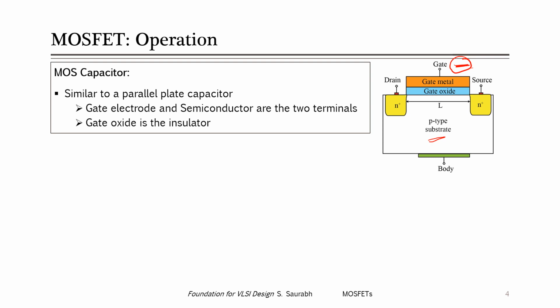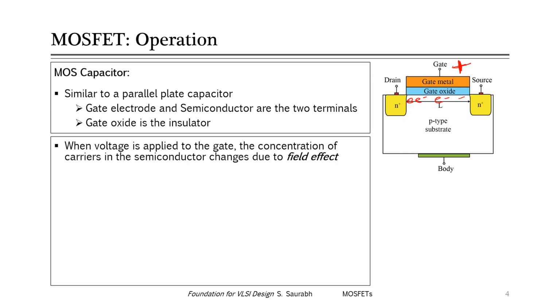Similarly, if we apply a high positive voltage to the gate, in that case the electrons will get attracted towards the surface and the holes will be repelled away, right? So at the surface we'll have a very high concentration of electrons, and therefore the conductivity of the substrate will become very high, right? So when voltage is applied to the gate, the concentration of carriers in the semiconductor changes due to the field effect, right?